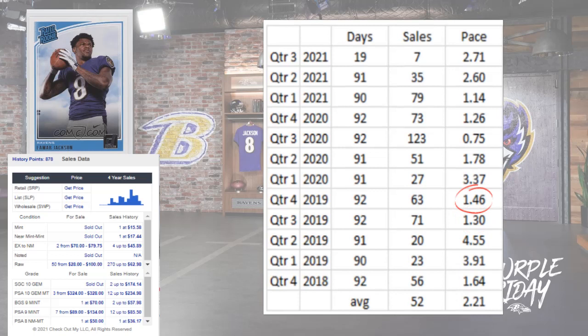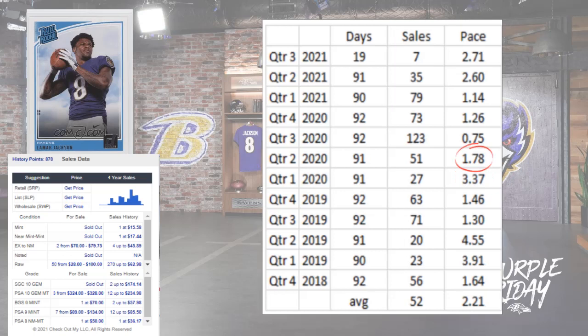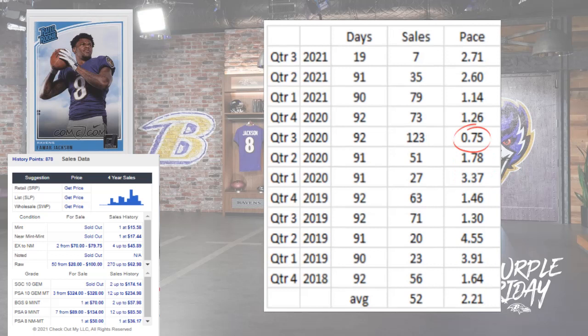Quarter 1 2020, Ravens get bounced out by the Titans, so sales pace drops. Then he's announced the MVP, and quarter 2 in 2020 sales pick up with the draft and free agency bundled in there as well. Quarter 3 2020, the card hits sales highs, almost doubling any previous quarter's sales. The hype of the reigning MVP is high and the sales show it.